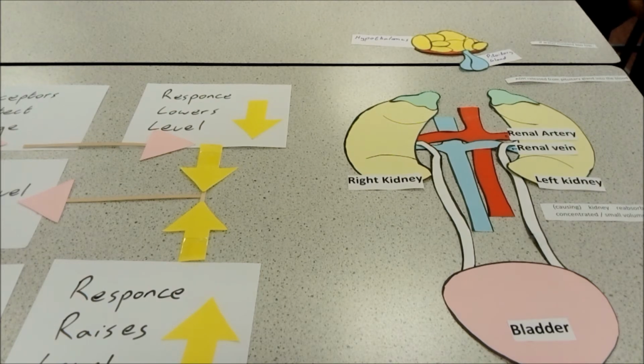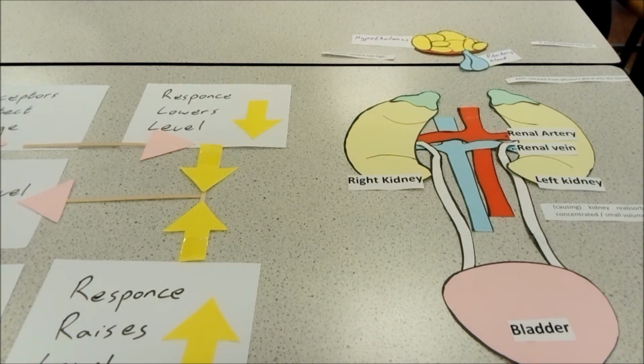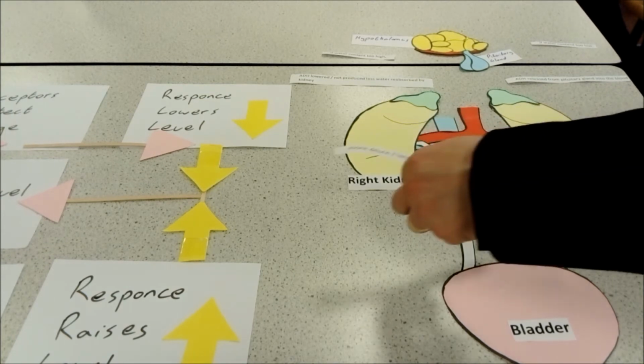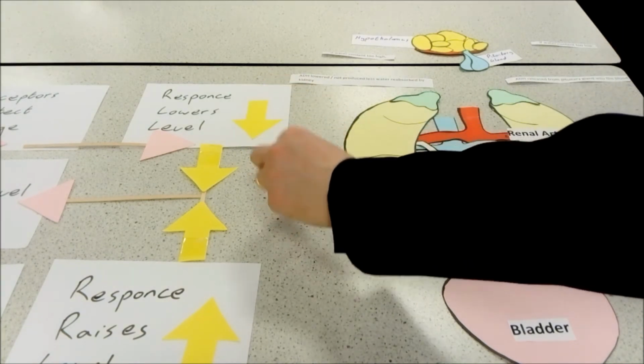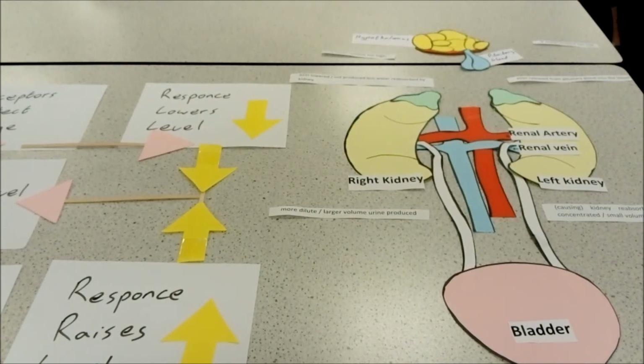Alternatively, if the concentration of water in your bloodstream is too high, that will also be picked up by your hypothalamus. So the amount of ADH it's producing is going to be lowered. Therefore, there's going to be less antidiuretic hormone that gets to your kidneys, so less water will be reabsorbed. You'll produce more urine and get rid of the water like that.